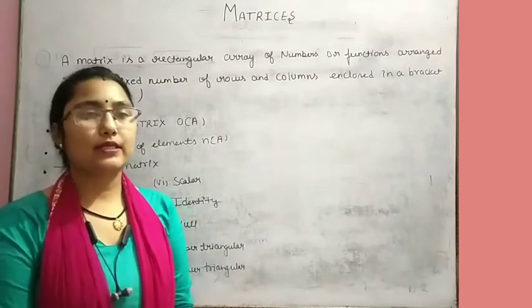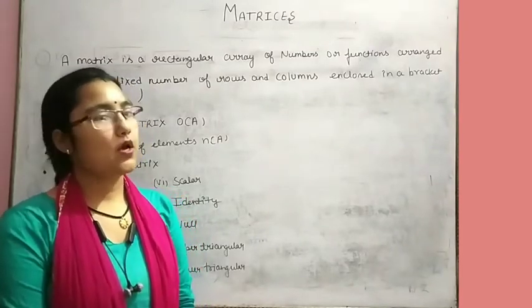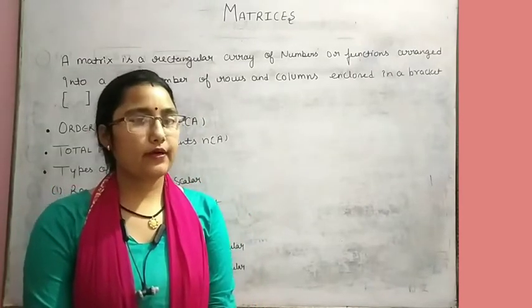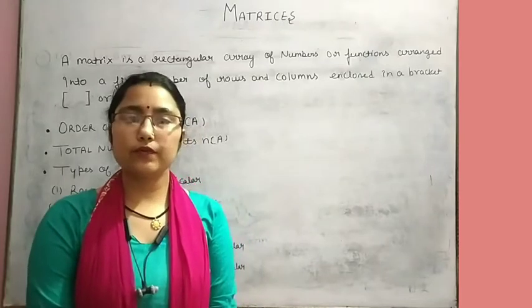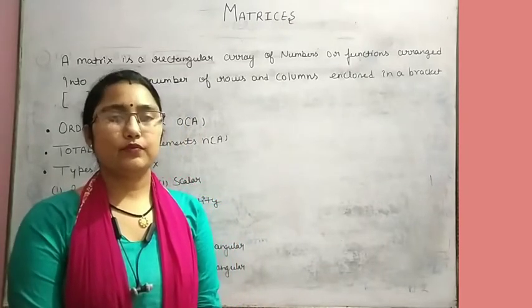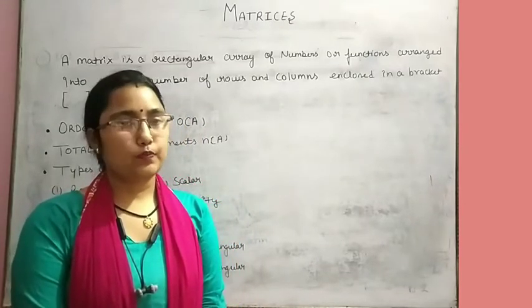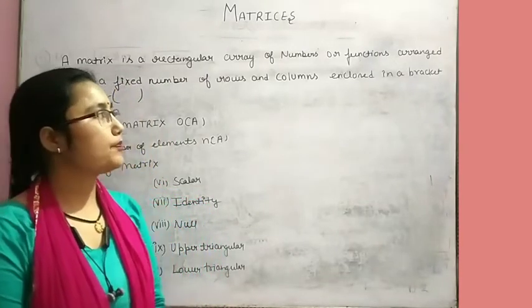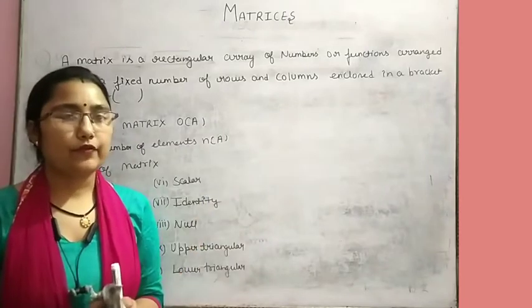In this chapter exactly what we are going to discuss. Firstly, definition of matrix. Second, order of matrix. Third, elements of matrix. Fourth, types of matrix. Then transpose of matrix and then inverse of matrix. So let's start with the definition of matrix.